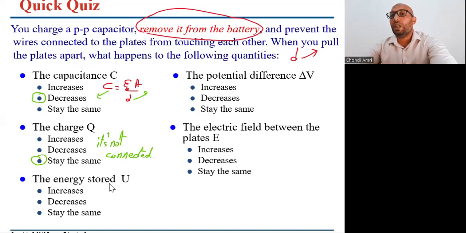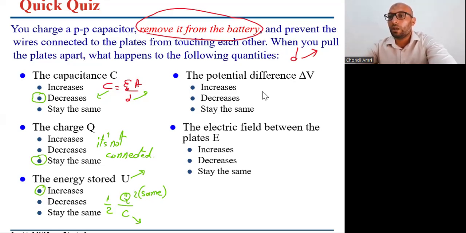Okay, what happened to the energy? As you know, the energy as a function of C and Q is equal to Q squared over C. Q is the same, but C is decreasing. If the capacitance is decreasing, the energy will be increasing. Let's move. What happened to the potential difference? As you know, delta V is equal to Q over C. Q is the same as it is not connected to anything, and C is decreasing, so the potential difference is increasing.